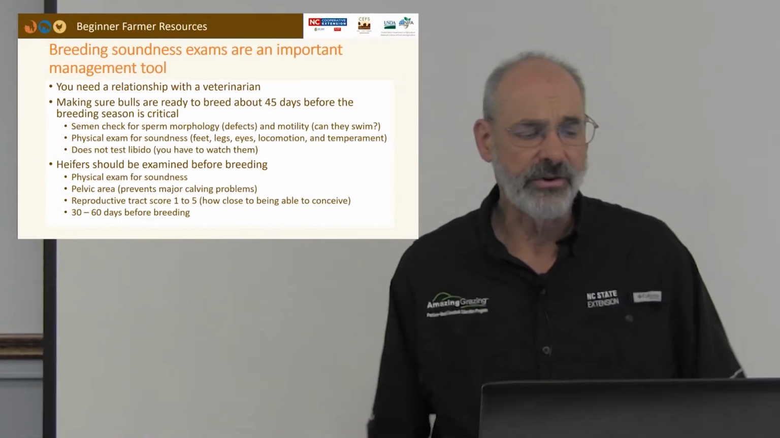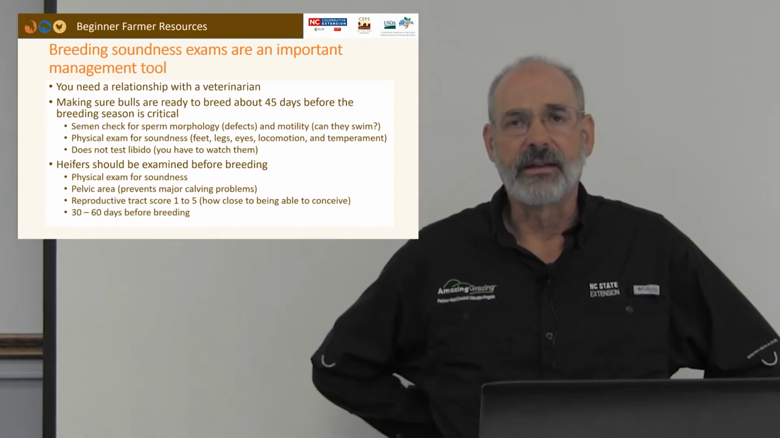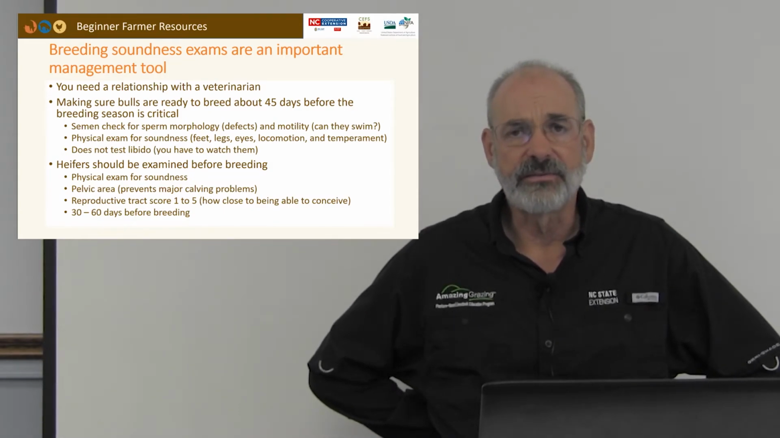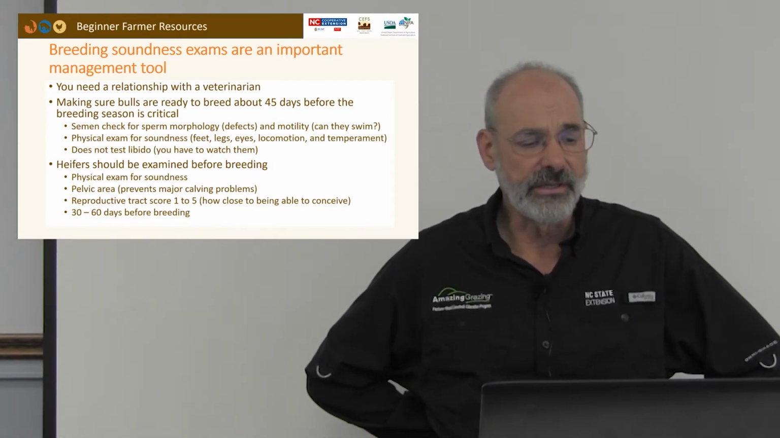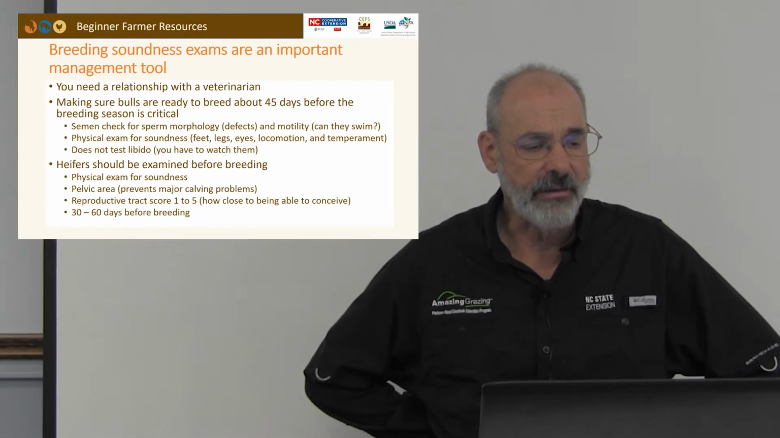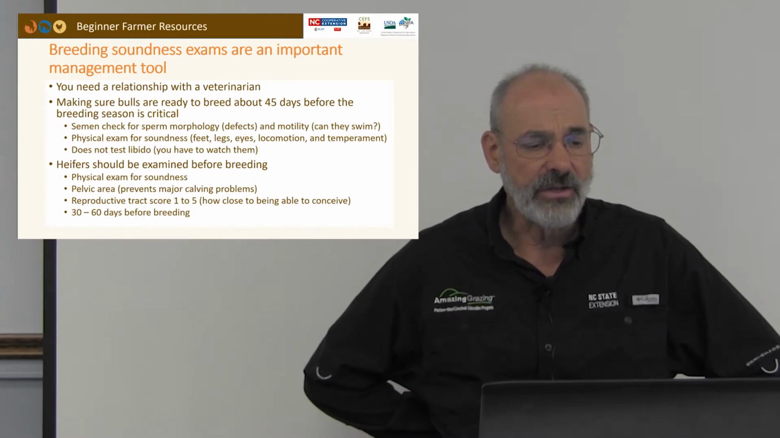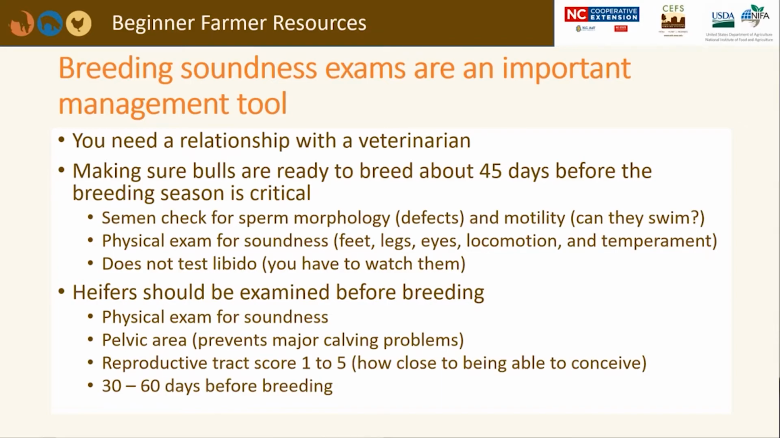So as I mentioned earlier, it's very critical that the reproductive preparation of the bull is in place so that he can breed those cows in a very short period of time. And to do this, you need to do a breeding soundness exam. Breeding soundness exams are a very important management tool. And to accomplish these tests, you will need to be in a relationship with a veterinarian because they're normally the ones that are going to have the equipment to be able to do this.